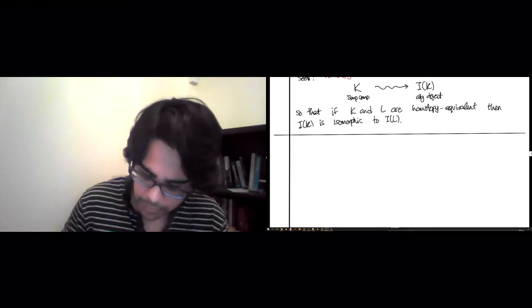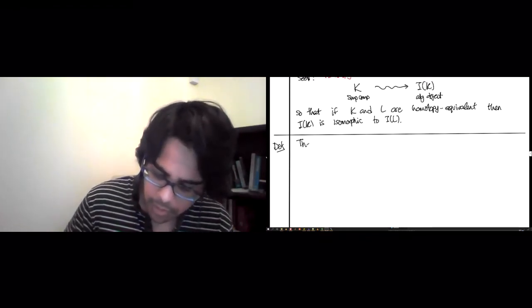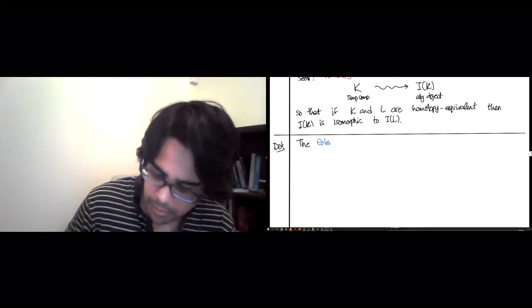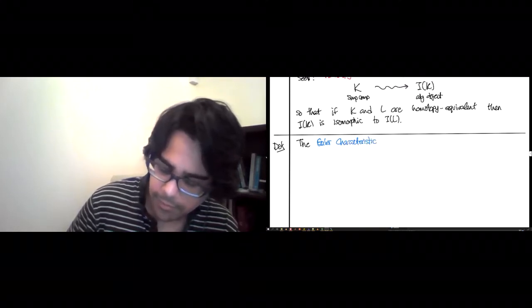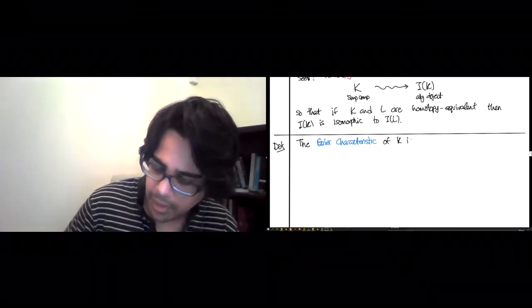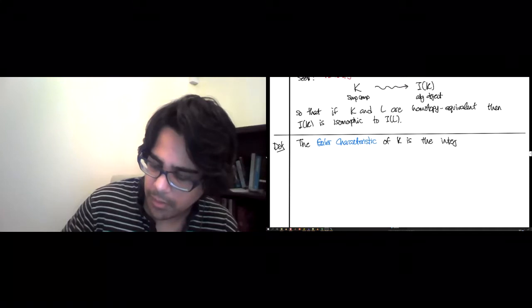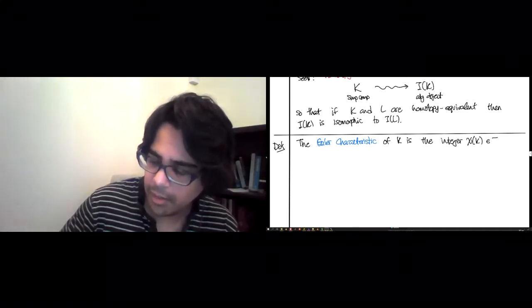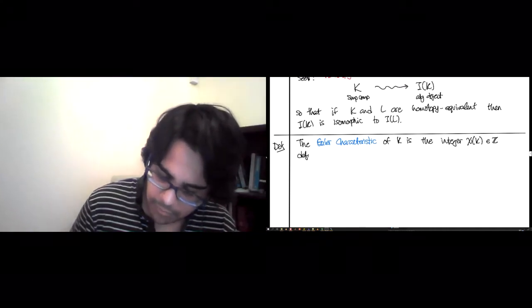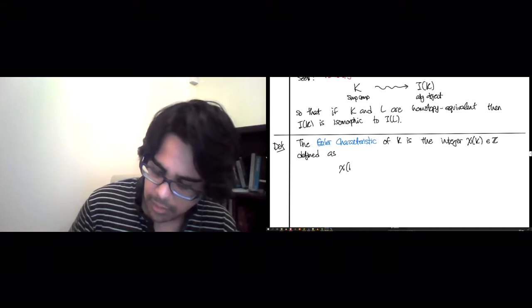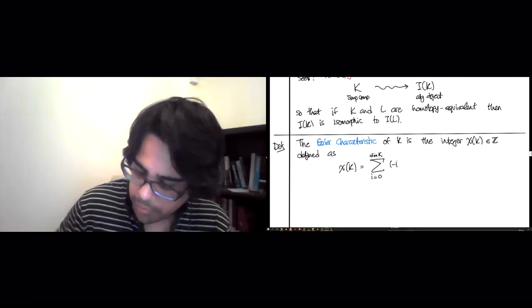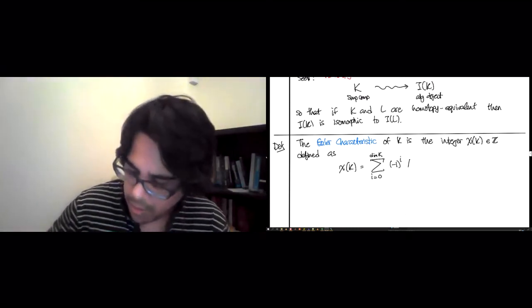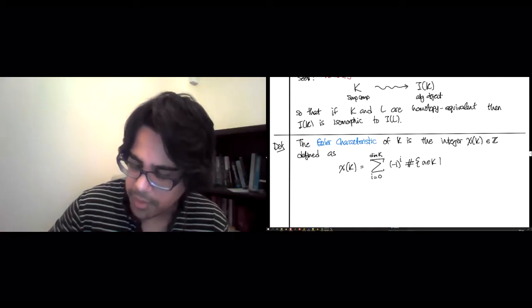So here it is. The Euler characteristic of a simplicial complex K is the integer chi of K in Z, defined as a sum over i going from 0 to the dimension of K of (-1)^i, so it's going to be an alternating sum of the cardinality of the number of simplices in K of dimension i.